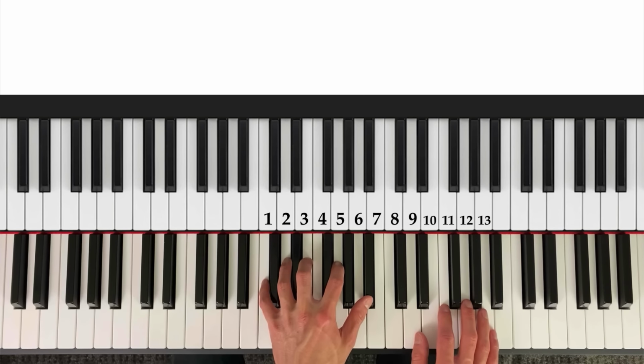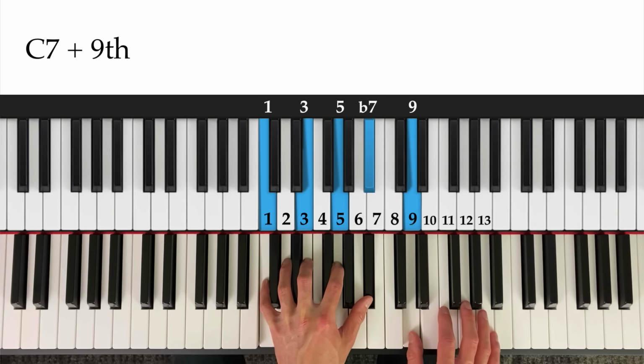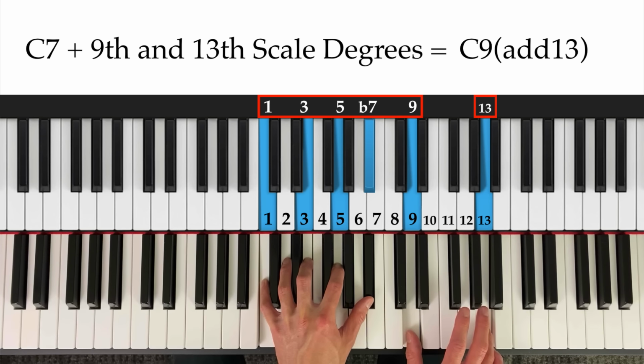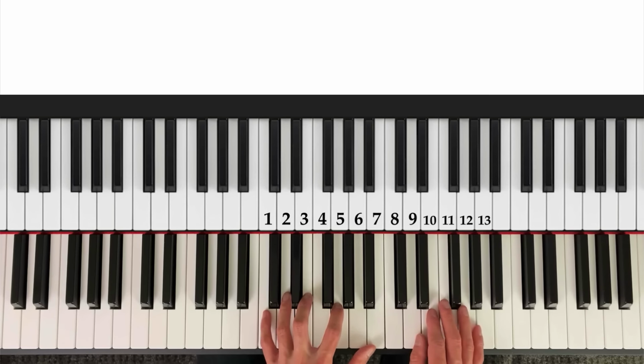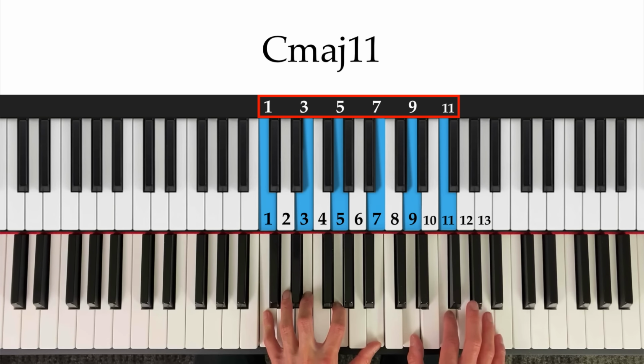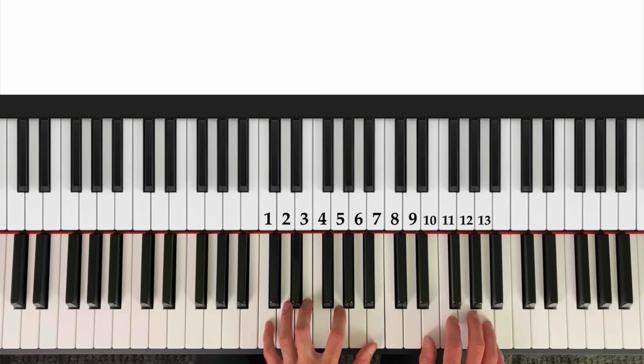Now what happens if we have our C7, our 9, we don't play the 11, but we play the 13? Well, all of this is connected, so that's a C9, and so we would write C9 add 13. So this is a C9 add 13 chord. And it's the same with all of our other 7th chords. So here's our C major 7, our C major 9, our C major 11, and our C major 13. And this is a C major 7 add 13.